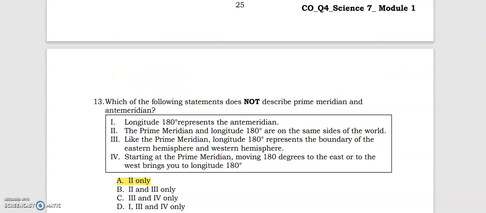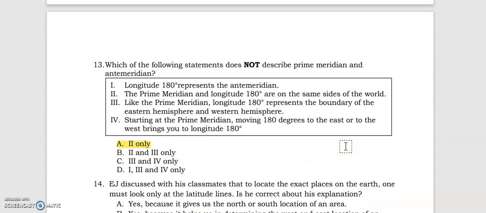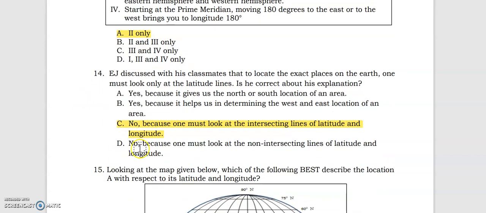So which of the following statements does not describe prime meridian and anti-meridian? So like the prime meridian, longitude 180 degrees represent boundary of the eastern hemisphere and western hemisphere. It does not describe. This describe. The prime meridian and longitude when they are on the same size. No, this should be 2, yes. So the prime meridian and longitude 180 degrees are on the opposite sides of the world. So that is why 2 only yung answer.